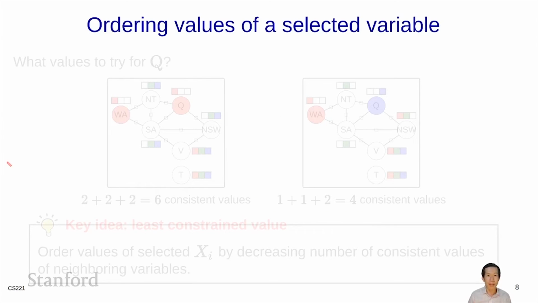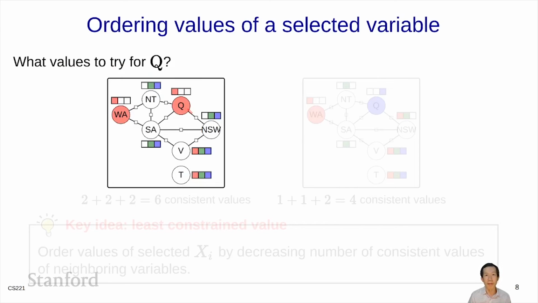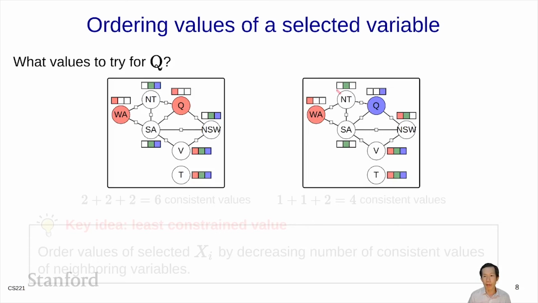So the second choice point is, once I've selected a variable, how do I order the values to explore? So consider the following. I'm trying to assign a value to Q. Do I first try red or do I try blue?